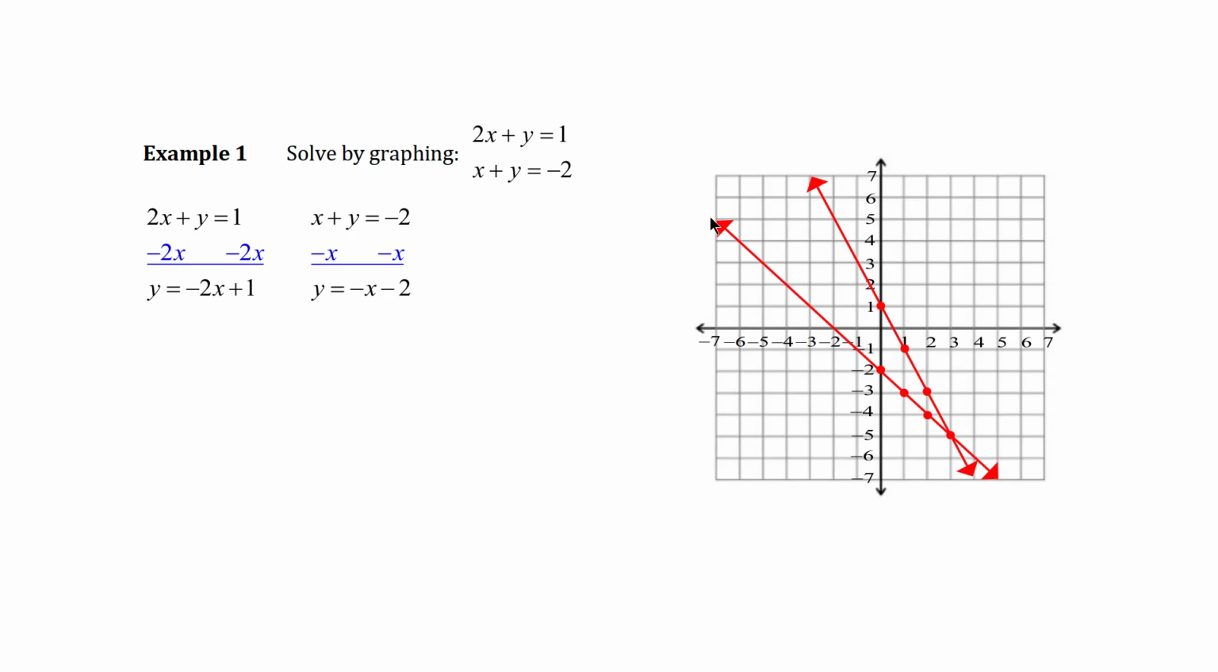The solution to this system of equations is where the two graphs intersect. You can see that the two graphs intersect at this point here, which is (3, -5). So our final answer is written as an ordered pair, (3, -5).